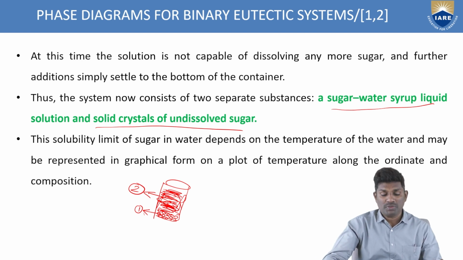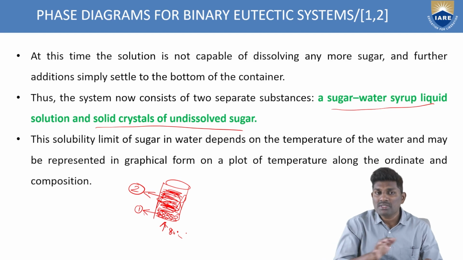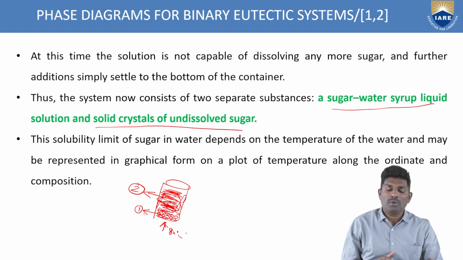So this solubility limit of sugar in water depends upon the temperature of the water and may be represented in graphical form. After reaching the solubility limit, the crystals are not dissolving, but they can be dissolved again, which depends upon the temperature. Now if you increase the temperature, suppose I am increasing it to around 80 degrees centigrade, the thickness of the syrup will be diluted and the sugar can be dissolved in that. So this is how the temperature plays a key role in how to dissolve these sugar crystals.